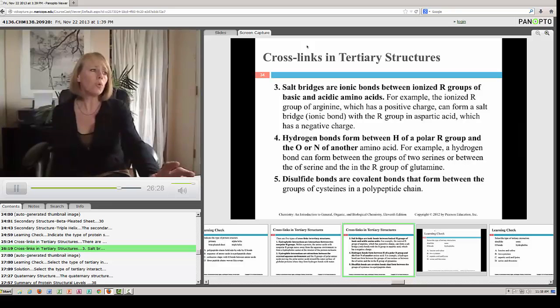Okay, so what type of tertiary reaction is happening in a disulfide bond? Actually, you know what? I'm going to skip this.